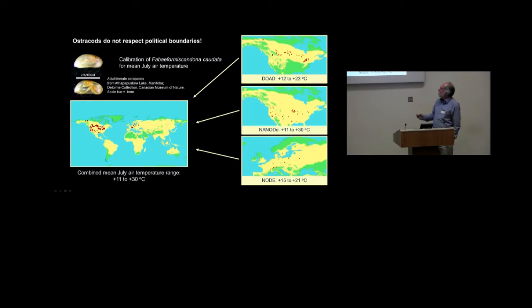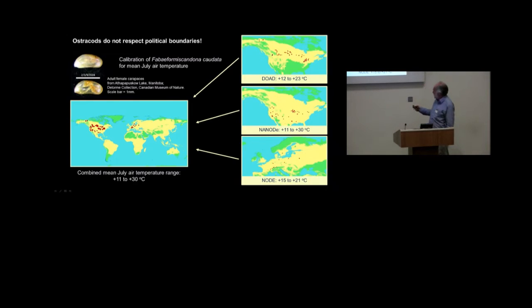This is a comparison of calibrations of one species just for the July temperature ranges. And you can see, even if you don't look at the numbers, you can just see from the yellow pattern, which is the mapped temperature range, that there are some differences there in North America. You get different answers depending on which data set you use. And this is an ostracod species that does live on both sides of the Atlantic.